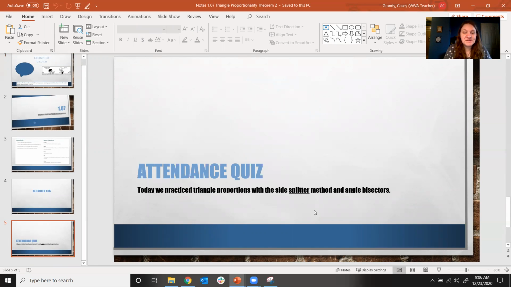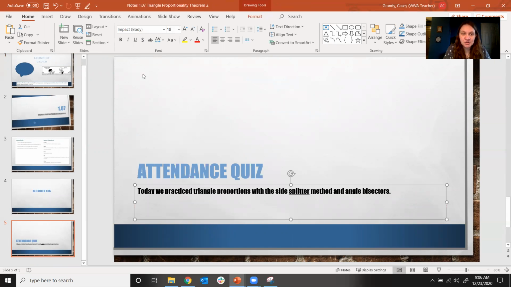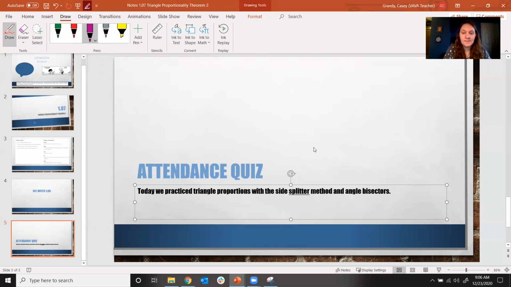The attendance word for today is splitter. Today we practice triangle proportions with the side splitter method and angle bisectors. Your attendance word today is splitter. Make sure you spell it right on the attendance quiz.